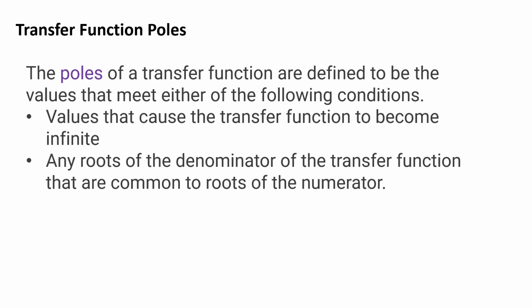So what are the poles? The poles of a transfer function are defined to be the values that make either of the following conditions true. They're the values that cause the transfer function to become infinite. So that would be something in the denominator. So 1 over s squared, well, if s is 0, then 0 would be a pole because that makes the transfer function become infinite. It's also any roots of the denominator that are common to roots of the numerator. Those are also defined as poles.